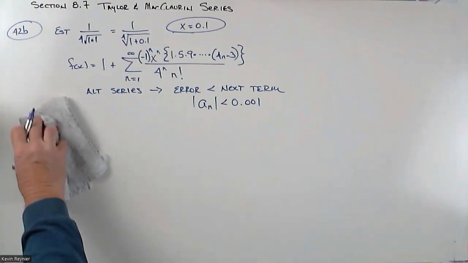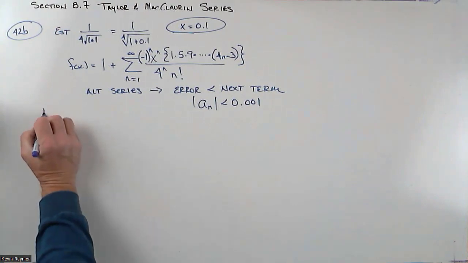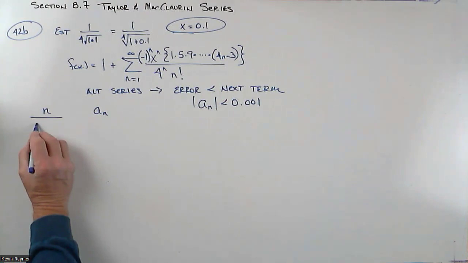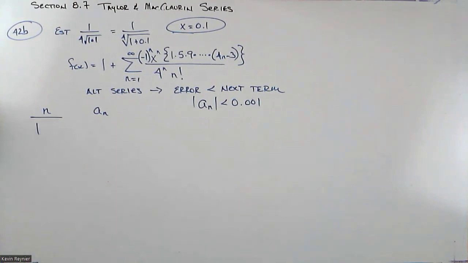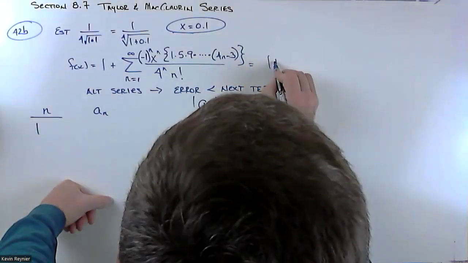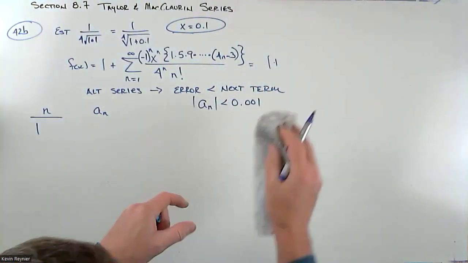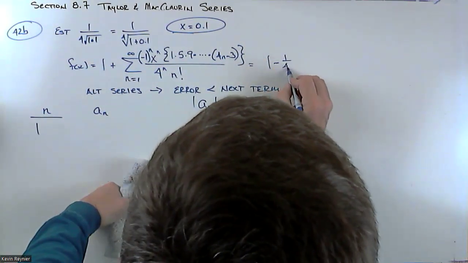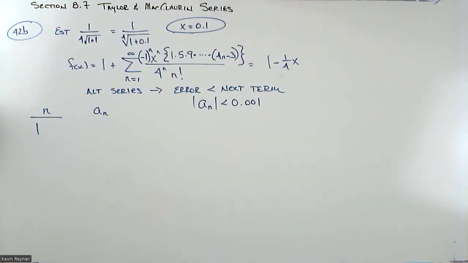Just make a chart. Here's n, and then here's a sub n. When n is 1, the next term, if you remember when we wrote this out, it's minus 1/4. That's the first.